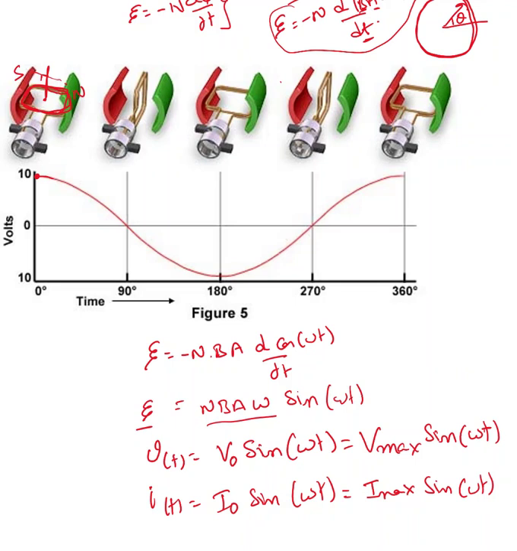Once it makes the 90-degree turn, the voltage becomes 0 here, and when it turns back to 180 degrees, you get the minimum voltage. So when a coil is rotating in a magnetic field, it automatically generates a sinusoidal waveform like this.